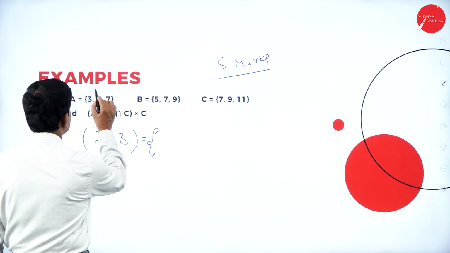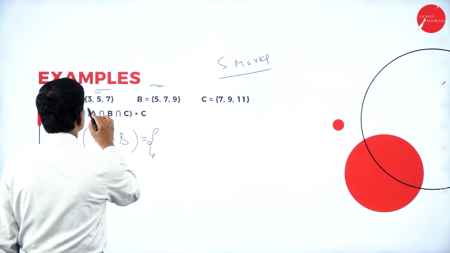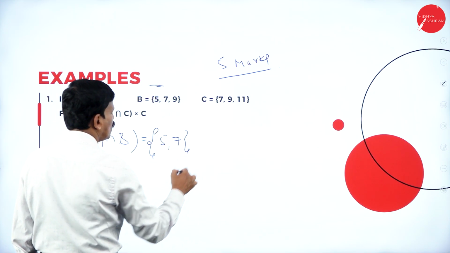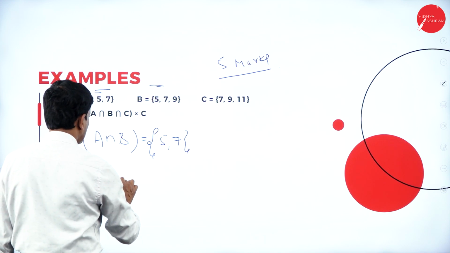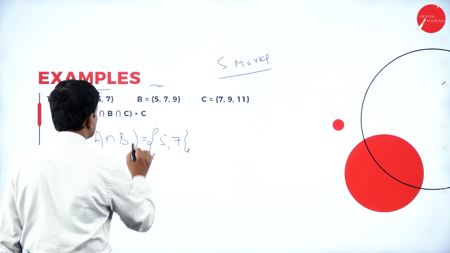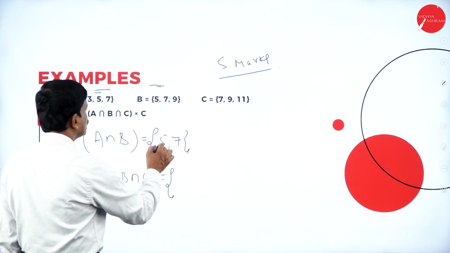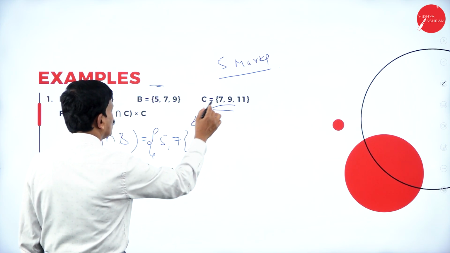A intersection B. You know, intersection is nothing but the common elements. What are the common elements in A and B? A contains 3, 5, 7, B contains 5, 7, 9. 3 is not in B, so 5 comma 7 is the common in A and B. So now A intersection B intersection C. What are the common elements in these two? Here 7 is there.